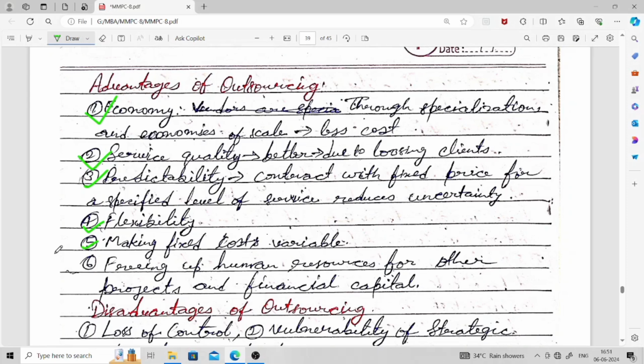Then there is freeing up human resources for other projects and financial capital. It means whatever people are required for operating information, or those involved in the information system processes, those people can be freed from those operations if an external service provider is providing this facility. So those people can be used in other project work also.